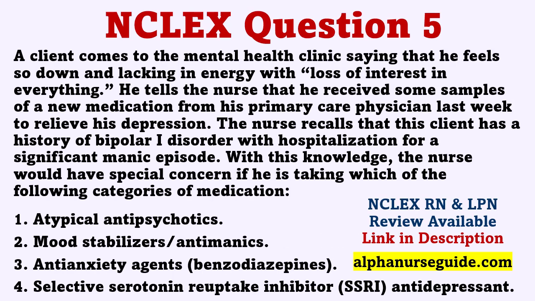A client comes to a mental health clinic saying that he feels so down and lacking in energy with loss of interest in everything. He tells the nurse that he received some samples of a new medication from his primary care physician last week to relieve his depression. The nurse recalls that this client has a history of bipolar 1 disorder with hospitalization for a significant manic episode. With this knowledge, the nurse would have special concern if he is taking which of the following categories of medication? 1. Atypical antipsychotics. 2. Mood stabilizers. 3. Anti-anxiety agents. 4. Selective serotonin reuptake inhibitor antidepressants.